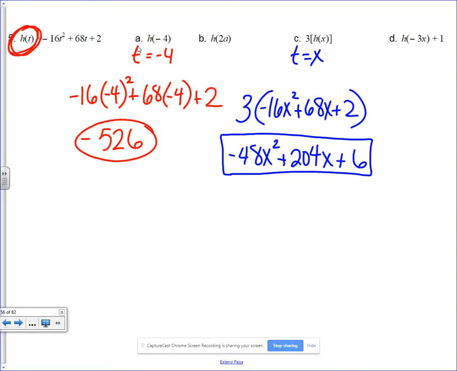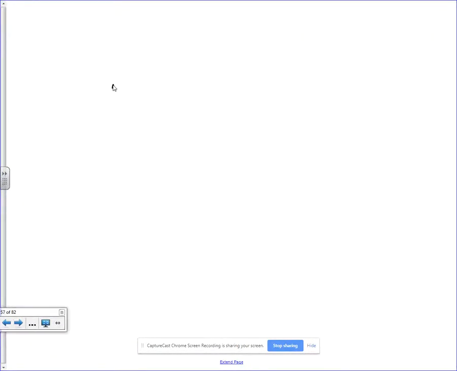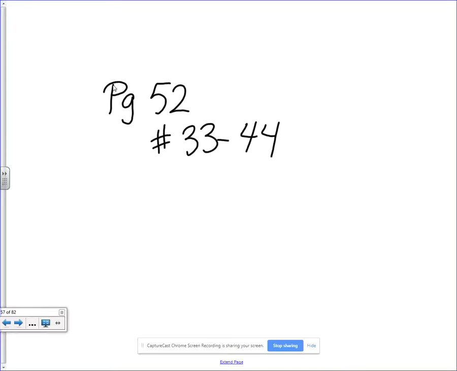And we are not going to do letter D. No. Your homework. There you go. Homework for tonight. It's all about functions.